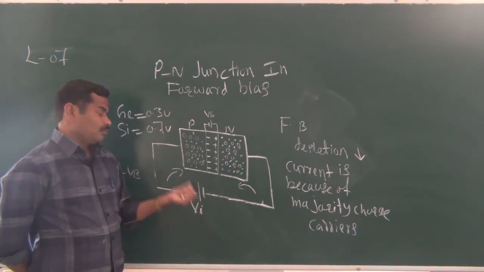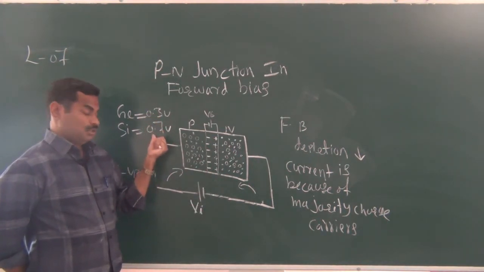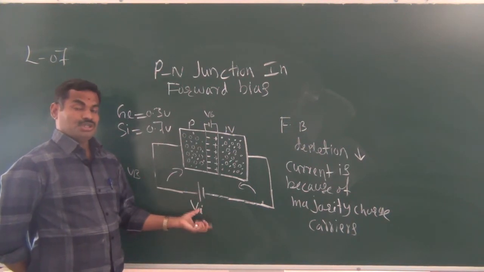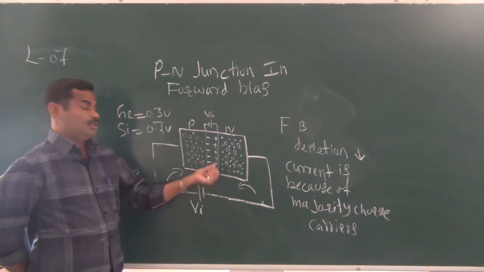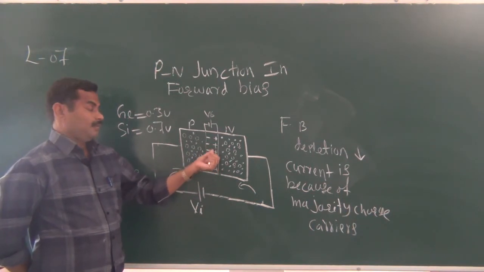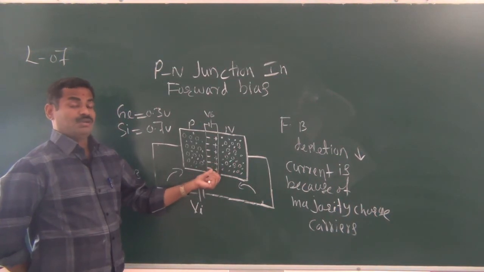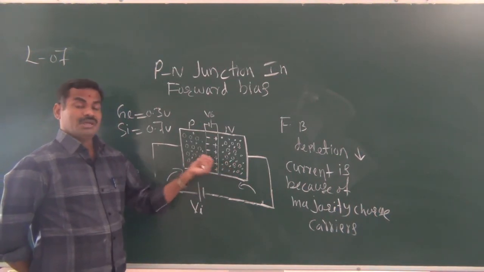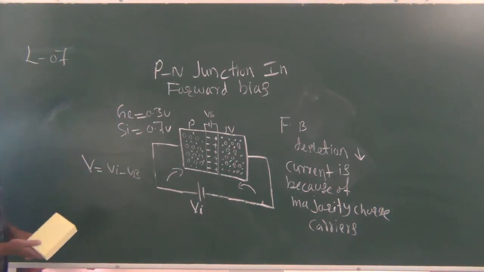And an important thing: as you know, the barrier potential for germanium is 0.3 and for silicon 0.7. We have to apply an external voltage more than 0.3 or 0.7. Then only you get more current, and you can eliminate or reduce the depletion layer, or get a narrow depletion layer. Then you have more current in forward bias. This is the simple way of understanding forward bias.